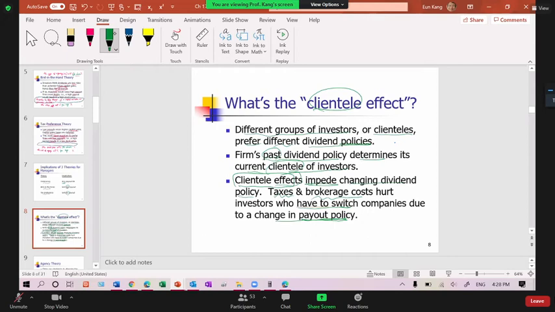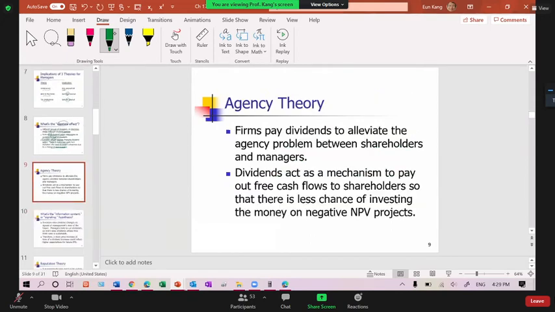So far, those theories are what? Old theories, classical economics. That is what? Symmetric information. So managers and stockholders have the same information. But from this one, we have asymmetric information. Asymmetric means what? Not symmetric. Then it means what? Shareholders and managers have different information.